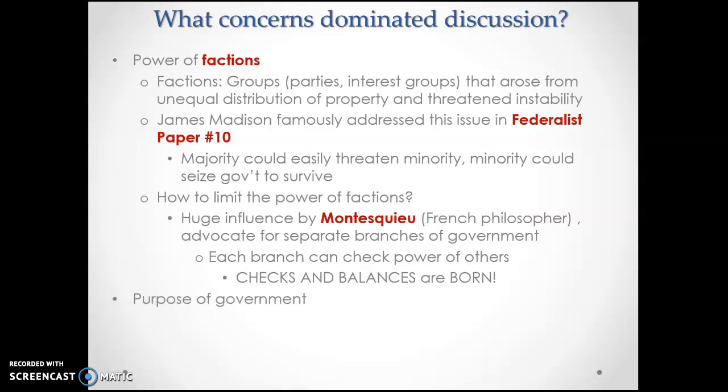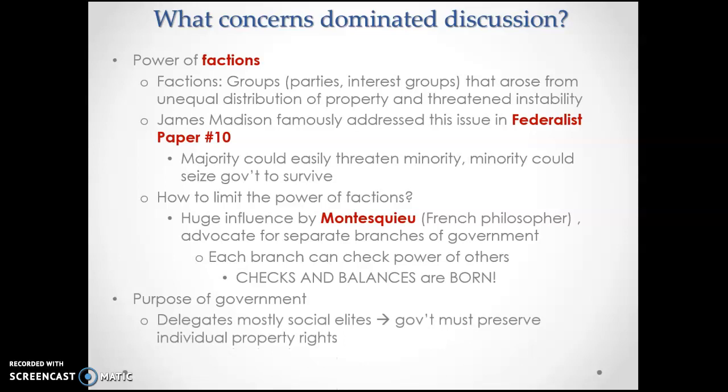The next topic of discussion that was pretty big here was what is the purpose of government, right? Okay, so we settled the factions debate. Well, let's do checks and balances. Each branch can basically check the other ones, but now we settled that debate. Now it's like, well, what is government supposed to do, right? What are the foundational tasks of government?